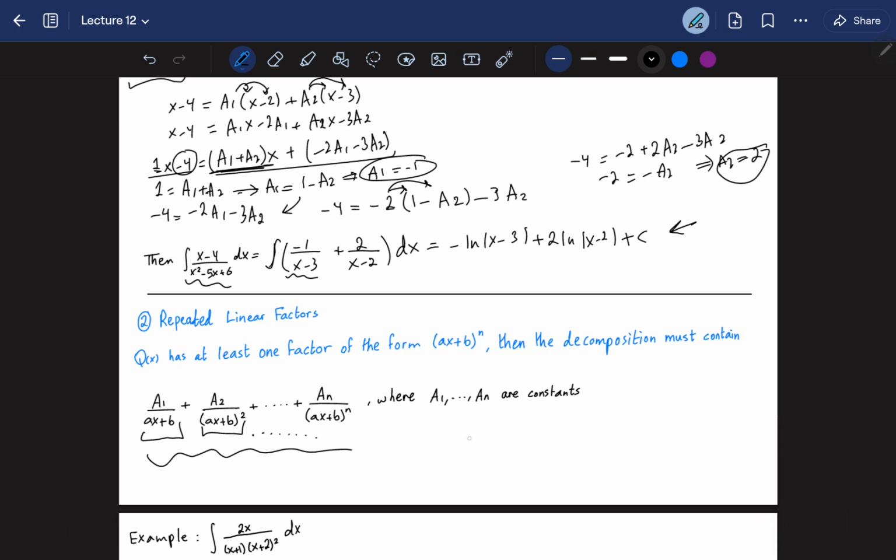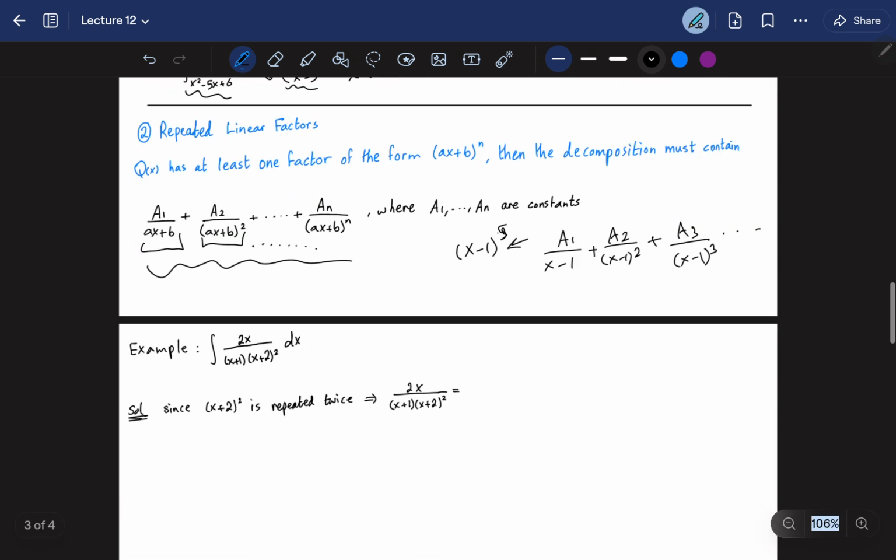So for example, if I have x minus 1 cubed, I'm going to have to represent this factor with 3 fractions. So we're going to have a1 over x minus 1, then plus a2 over x minus 1 squared, and then again a3 over x minus 1 cubed, and so on. If I have x minus 1 to the 5th, I'm going to have 5 fractions, and so on.